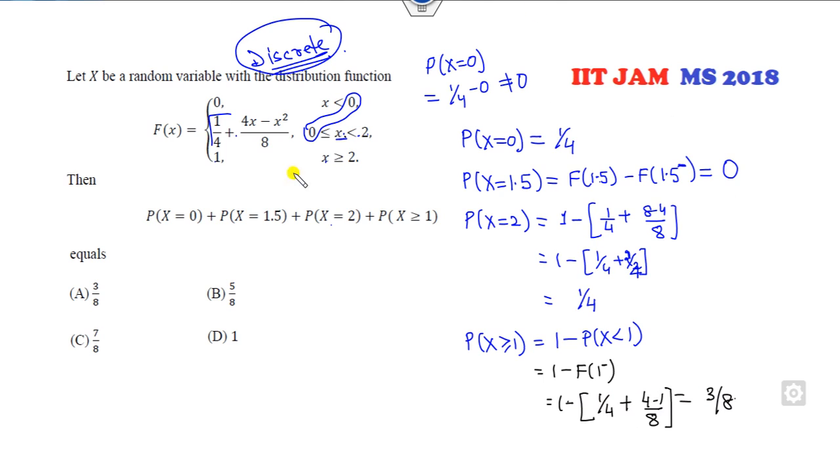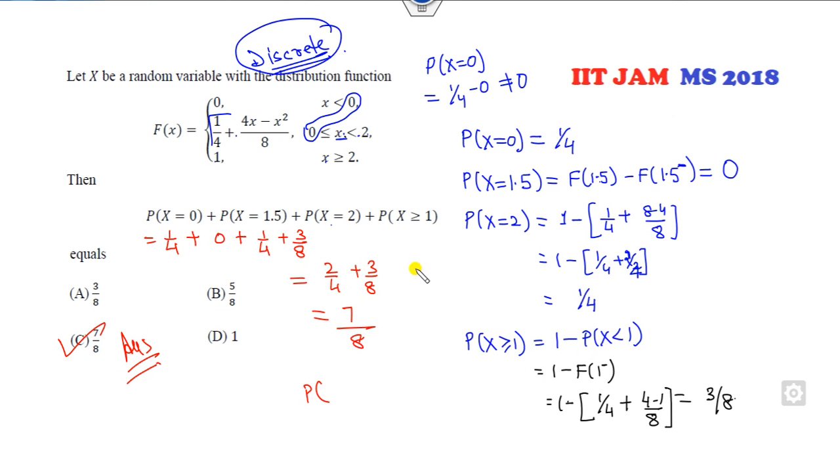So what is the answer of this? This is my 1 over 4. This is my 0. This is 1 over 4. This is 3 over 8. So it is my 2 over 4 plus 3 over 8. So 8 is the LCM, 4 plus 3 is 7 over 8, which is my right answer. Always remember, if it is continuous, then probability at less than equal to x and less than x are the same thing, but not for the discrete case.